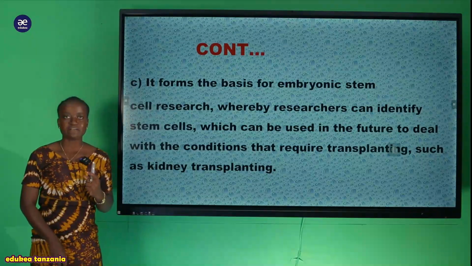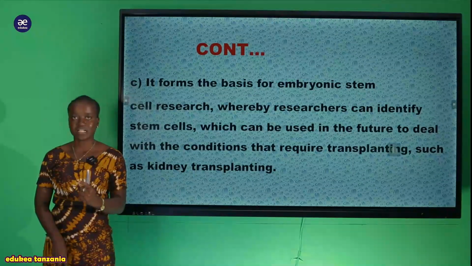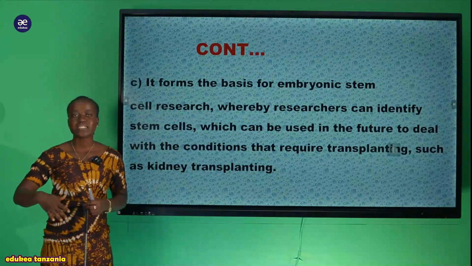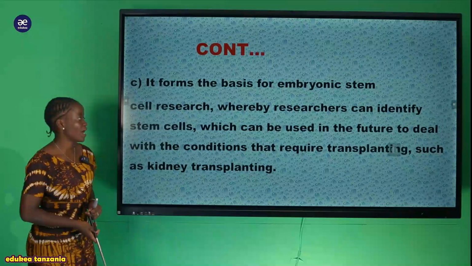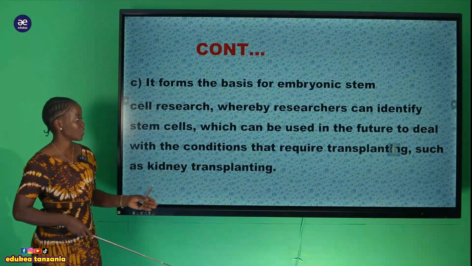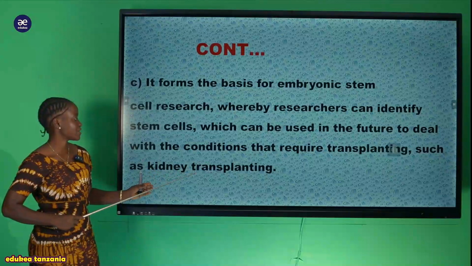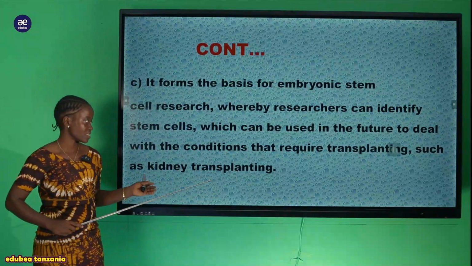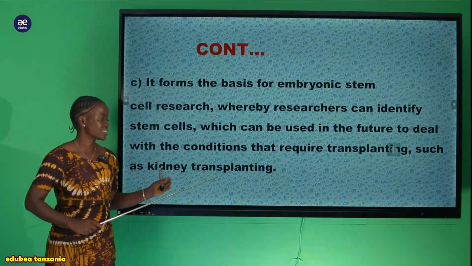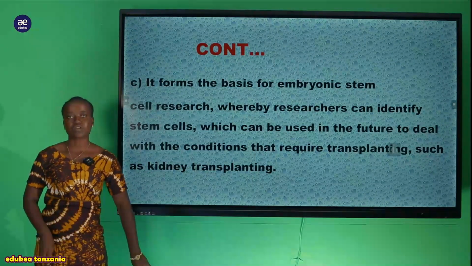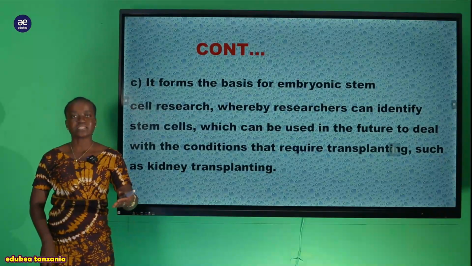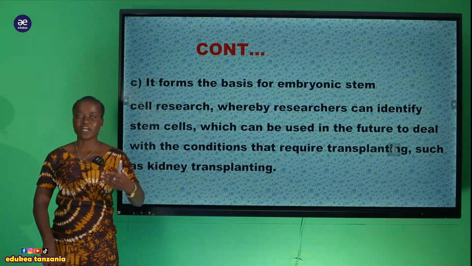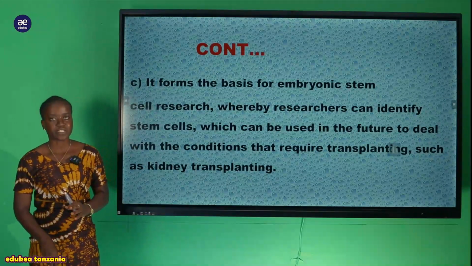Ambapo sasa the stem cell, I've told you that it is an active cell. It is very easy for the stem cell to divide more to get a lot of cells. So for identifying the stem cell, where is it located, ndipo ambapo sasa inahitaji, unaweza sasa tukatibu magonjwa mbalimbali ambayo yanahitaji transplanting. For instance, we are talking about kidney transplanting. So it is transplanted in the place whereby there is a lot of these stem cells, so that it can ensure its function to be done effectively.